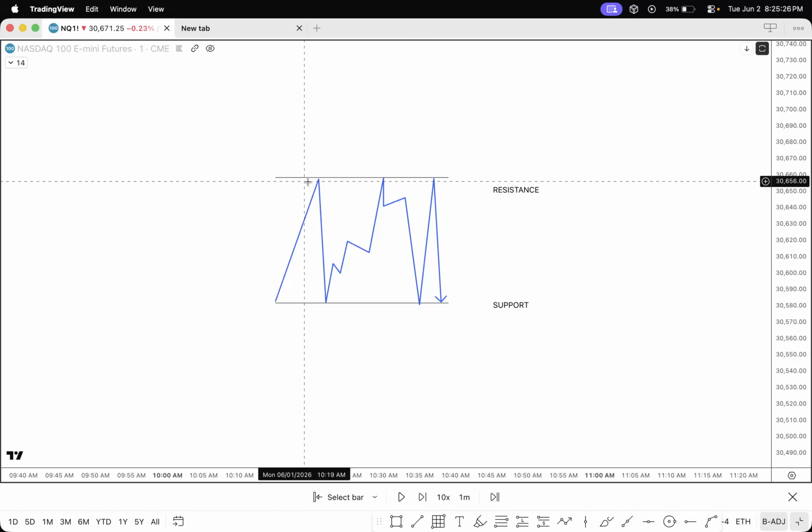So in the last video you learned about swing highs, swing lows, and swing points, right? You might have been like, all right, I know how to do this, but how is this important? Well, this is where support and resistance come into play.